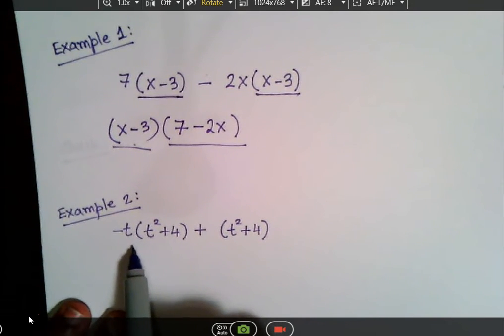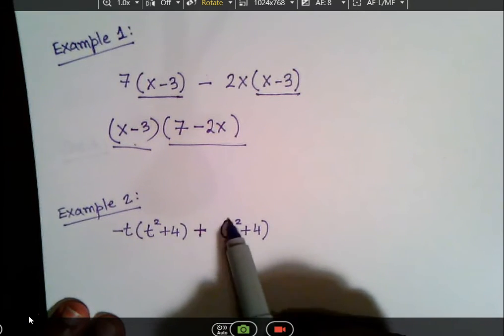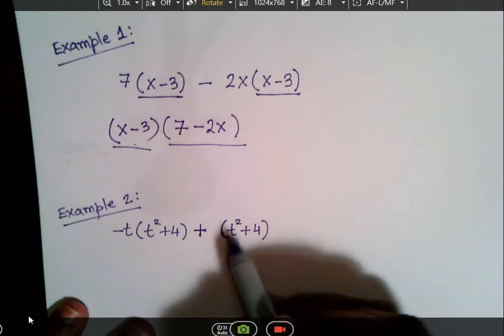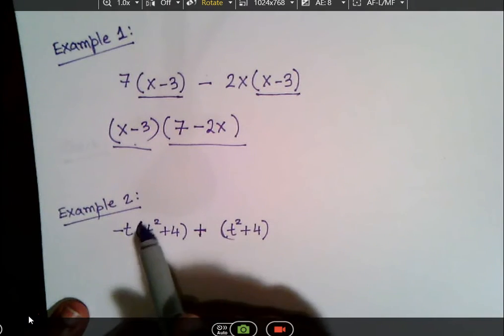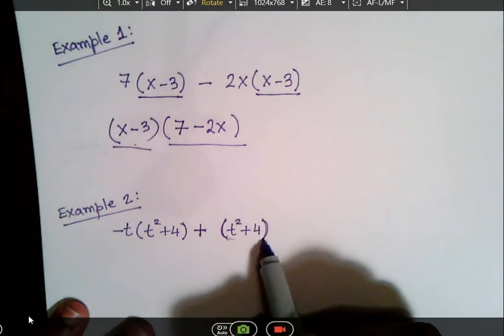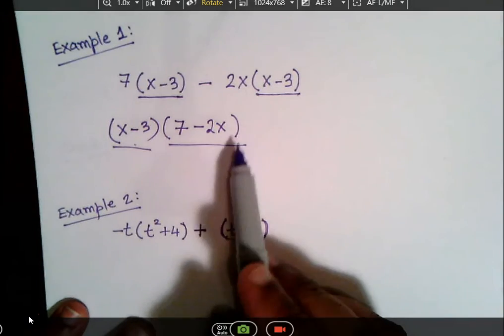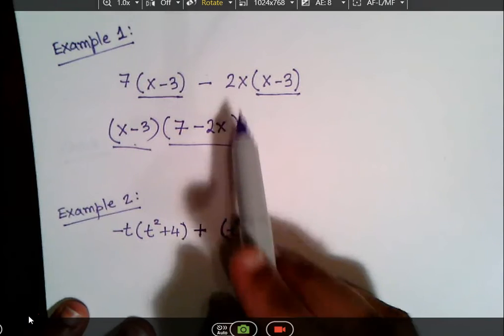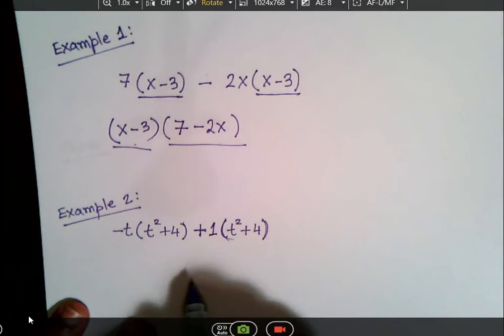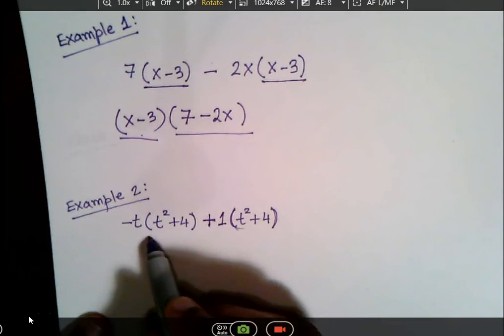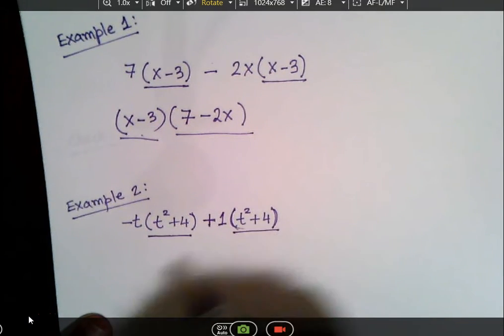Let's take a look at this one. I have a negative t times t squared plus 4 plus t squared plus 4. I'm not seeing anything there that is multiplying it, right? So I see the binomial factor. I'm not seeing any number there like I saw that 2x over there. I don't see a number. I'm going to put a 1. It's 1 times t squared plus 4. Now it's easy for me to pull out a common binomial factor.